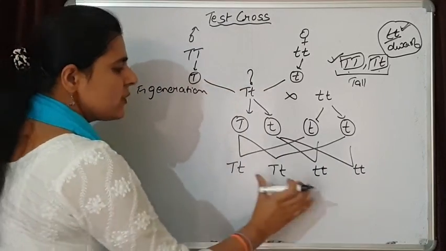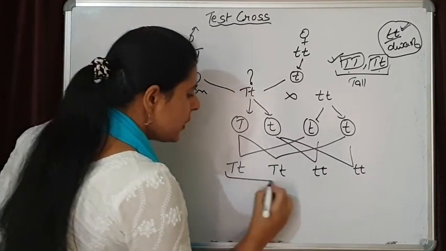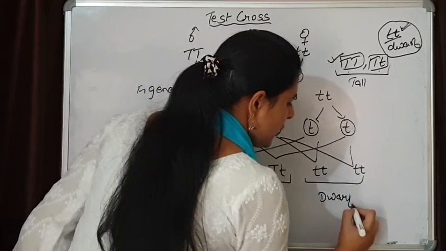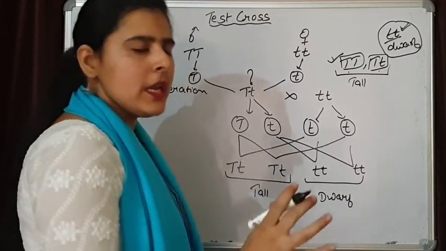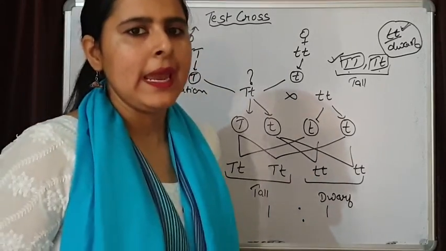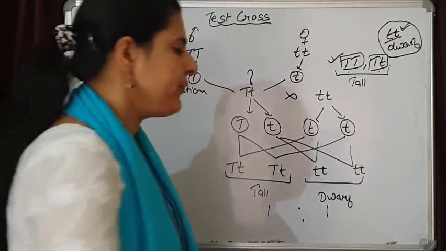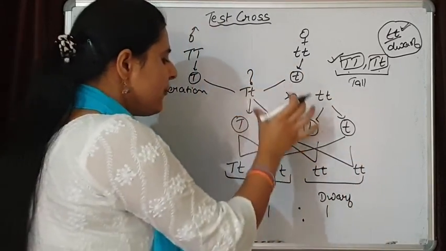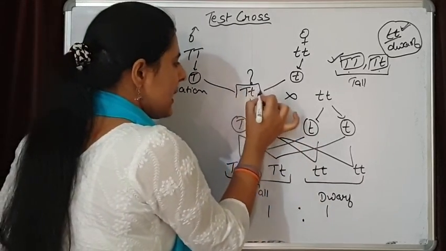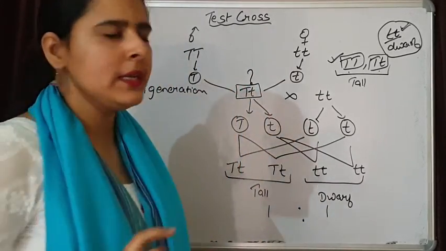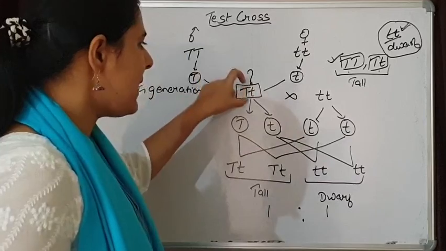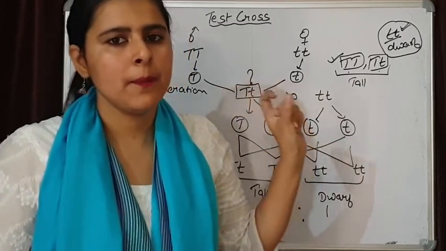this is the result which we are getting, and the result is that we are getting two tall plants and two dwarf plants. So there are 4 plants, out of which the ratio is 1:1, meaning 50% of the plants are tall and 50% of the plants are dwarf. If we are getting this 1:1 ratio, that simply means the plant for which we are doing our experiment was a heterozygote. So this result shows that this plant is a heterozygous dominant plant.